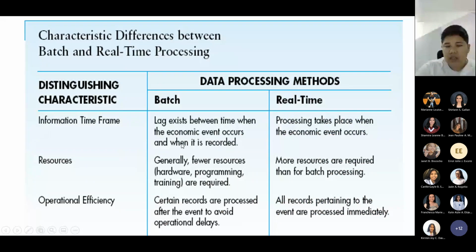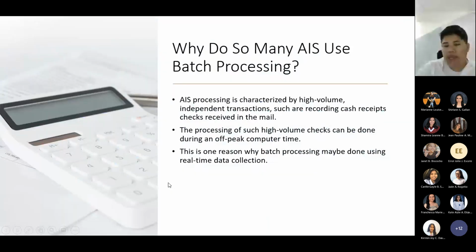So these are the characteristics or distinguishment of batch and real-time. So, information time frame, resources, operational efficiency. So why do so many AIS use batch processing? AIS processing is characterized by high volume, independent transactions such as recording of cash receipts, checks received in the mail. Ibig sabihin, more volume, much harder to process individually. So, much better kung batch processing.